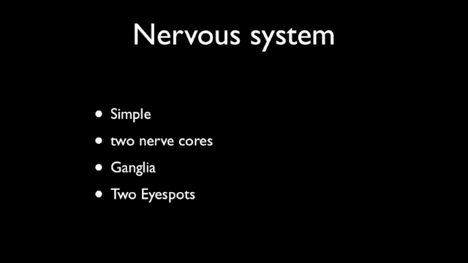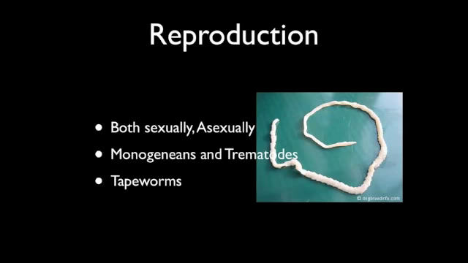Nervous system. A flatworm has a very simple nervous system with 2 nerve cords running down either side. It has 2 simple brains called ganglia, which are simple bundles of nerves. It has 2 eyespots that help it sense light. Reproduction. Flatworms reproduce both sexually and asexually. Some planarians can reproduce asexually through fission.